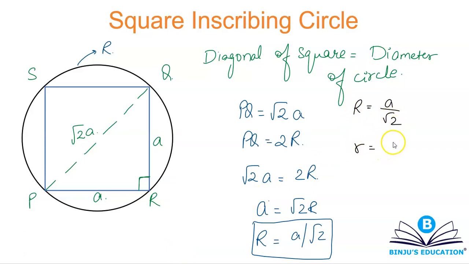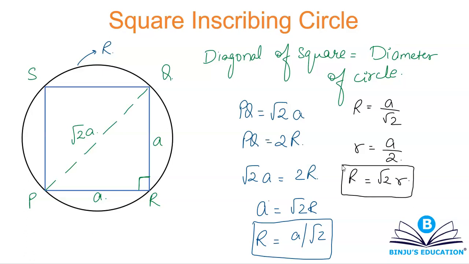Previous case it was a by 2. If you want, you can form a relationship also. So capital R is equal to root 2 times the small r, or the radius of the circle circumscribing the square is root 2 times the radius of the circle inscribing the square. Okay, so remember these conclusions, because these conclusions will be used in one question or the other. If you know the conclusion, it becomes easier for you to solve the question in the exam.